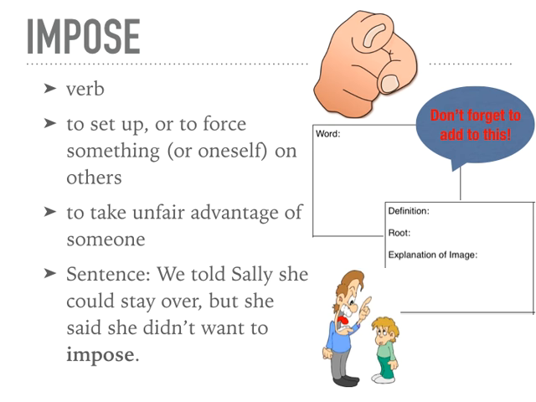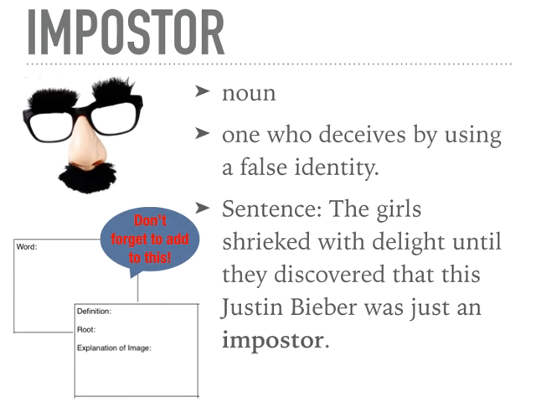We have 2 more words we're going to learn. The second to last word is imposter. An imposter is a noun. It's one who deceives by using a false identity. For example, the girls shrieked with delight until they discovered that this Justin Bieber was an imposter, meaning someone who was pretending to be him, not really him.